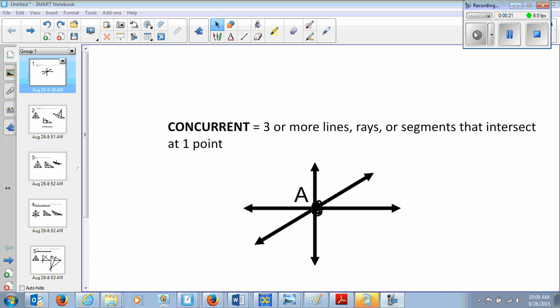It's going to be some fun stuff. We're talking about concurrency of different line segments as they relate to triangles.